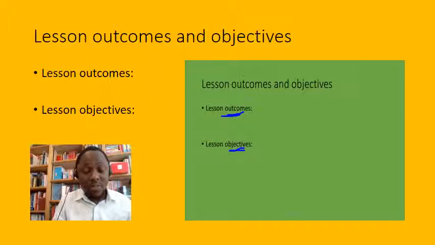And if the objectives or the lesson outcomes are not clearly stated, by going through the syllabus, you should be able to extract the requisite information you need to get what the lesson outcomes for the topic are, and then what the lesson objectives are as well.